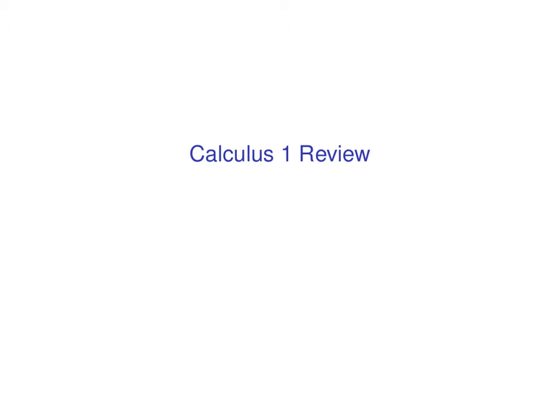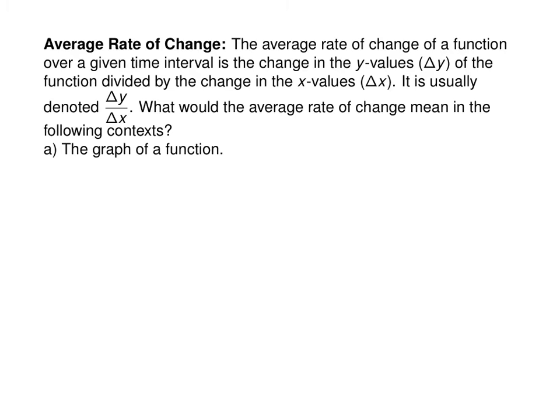Let's start your Calculus 2 course with a quick review of the two main ideas in Calculus 1, the derivative and the integral. So first of all, we'll talk about something called an average rate of change. The average rate of change of a function over a time interval is the change in the y values of this function divided by the change in the x values, usually denoted by delta y over delta x.